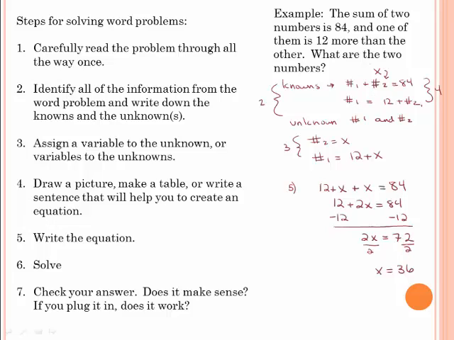Number 1 is 12 plus number 2. This is number 2. So number 2 is 36. And number 1 will be 36 plus 12, giving me 48. So now I check those. Do 36 and 48 add up to 84? 8 plus 6 is 14, carry my 1. 5 and 3 is 84. It worked. So my two numbers are 36 and 48.